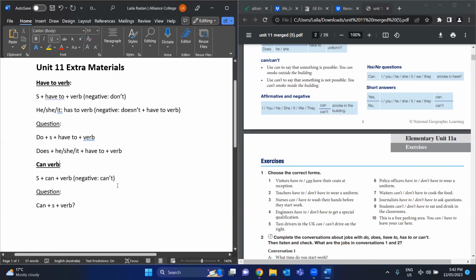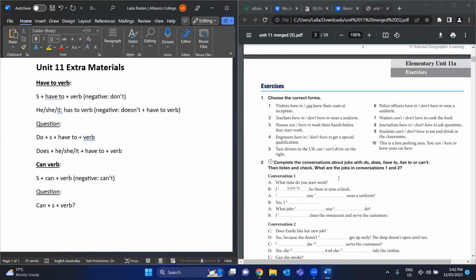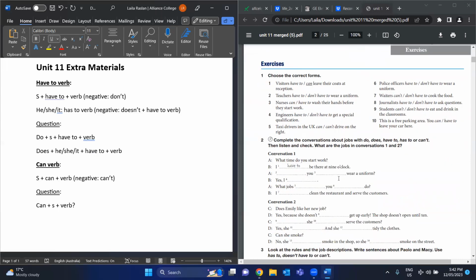So I've written the rules there, but let's put some exercises into our learning, and then we can see the difference between have to and can. Yeah, let's go to the first exercise. Choose the correct form. The first one has been done for us. Visitors can leave their coats at the reception.